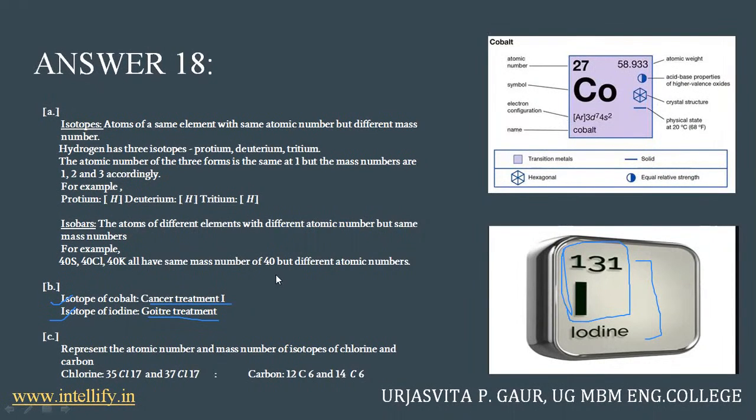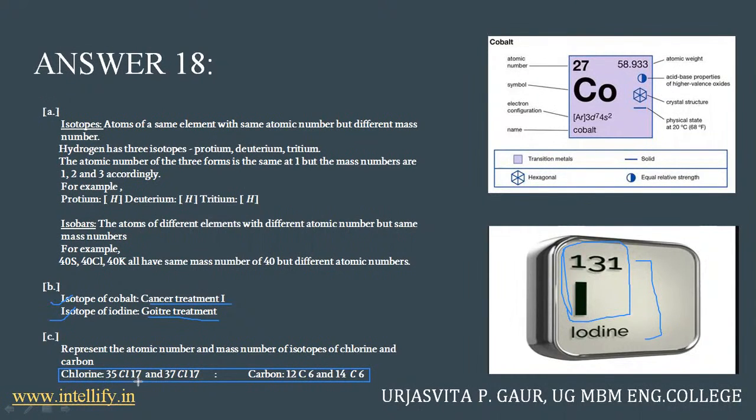And let's move on to the third part of the question, which says represent the atomic number and mass number of the isotopes of chlorine and carbon. So these are only two of them, they can be many, but here we're going to read about only two of them. One is going to be chlorine, which has 35Cl17 and 37Cl17. Here 35 is going to represent your mass number, and 17 is your atomic number.